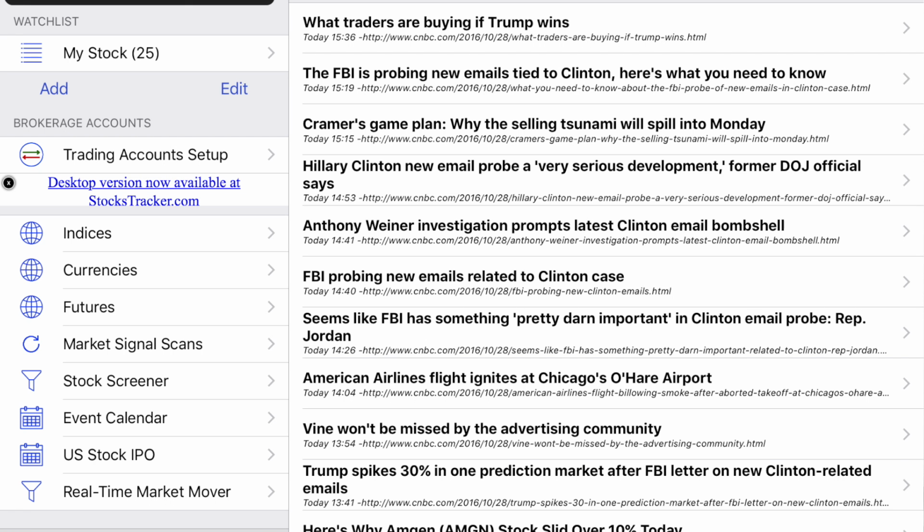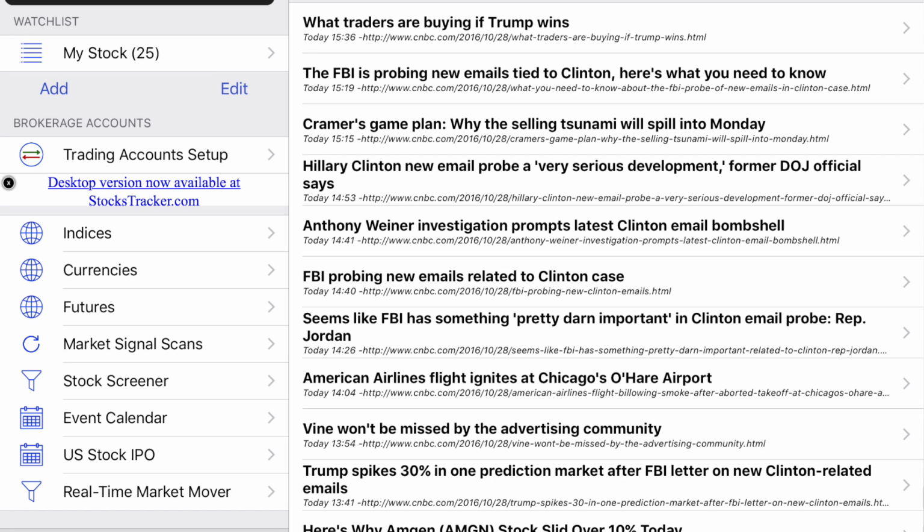And then in here, we basically are greeted with a whole bunch of stuff, right? We have the watch list, which is where it says my stock, and then it has a little parentheses around it. It says 25. That means I have 25 stocks in that watch list. We're going to click on that in just a minute, but I'm going to take you through some more things.